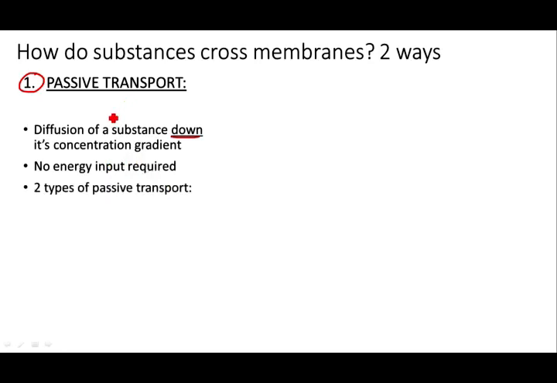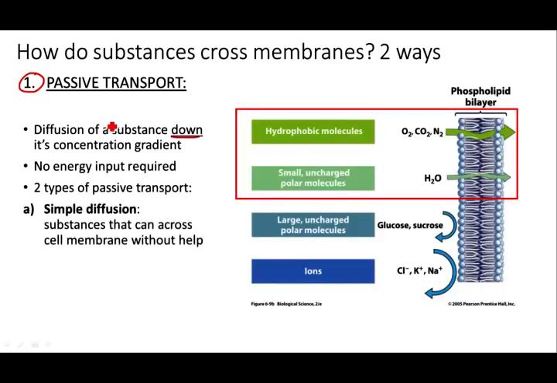Within passive transport, there are two types. The first is simple diffusion. Simple diffusion is for those molecules or substances that can go across the cell membrane on their own without any need for a helper. The primary ones that we will be talking about this quarter are oxygen and carbon dioxide. Remember, oxygen needs to go from your blood into your cells so that your cells can keep doing cellular respiration, and carbon dioxide needs to do the opposite.